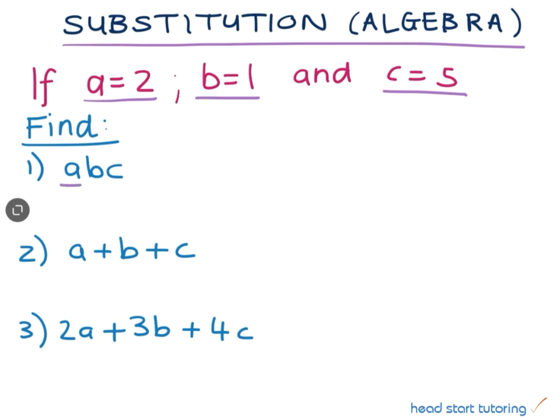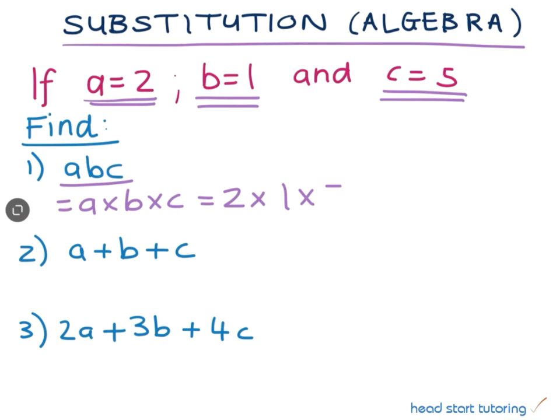Right, so ABC is equal to A times B times C. We need to remember that firstly. And then A times B times C, if we plug our A in, we've got 2 multiplied by our B, which is 1, and multiplied by our C, which is 5. We end up with 2 multiplied by 1, which is 2, and 2 multiplied by 5 is 10. So the value of ABC, when A is equal to 2, B is equal to 1, and C is equal to 5, will give us 10.